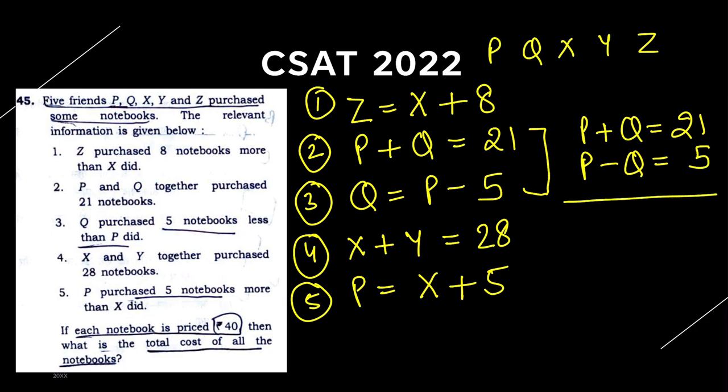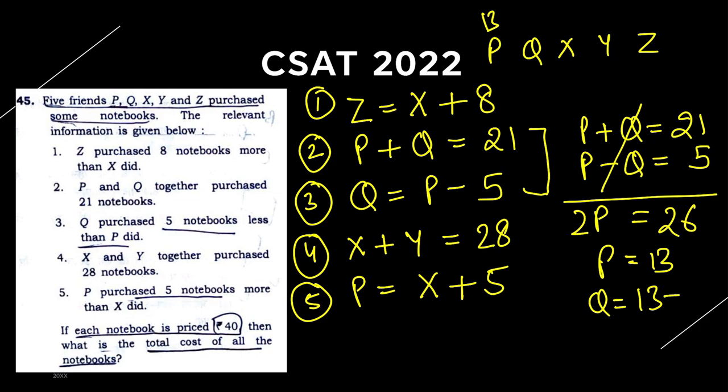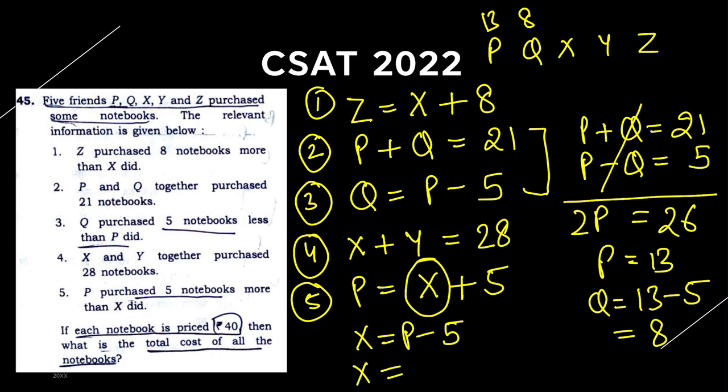If you solve this, you will get 2P is equal to 26, so P is 13. First one is done. Q is how much? Q is P minus 5, so 13 minus 5 is 8. So Q is 8. What is X? X is P minus 5, right? P is 13, so 13 minus 5, and X would be 8.